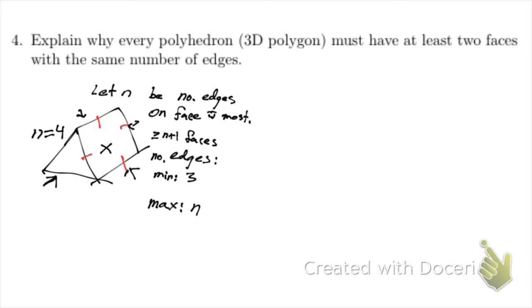But here's the thing, we have n faces. So if the possible number of edges is n minus 2, and that's the number of pigeonholes, and our pigeons are the number of faces, which is at least, what did we say? Well, it's at least n plus 1, right? There's at least n plus 1 faces. Then we have n plus 1 pigeons in n minus 2 pigeonholes, and so easily we're going to have at least 2 which have the same number of edges.